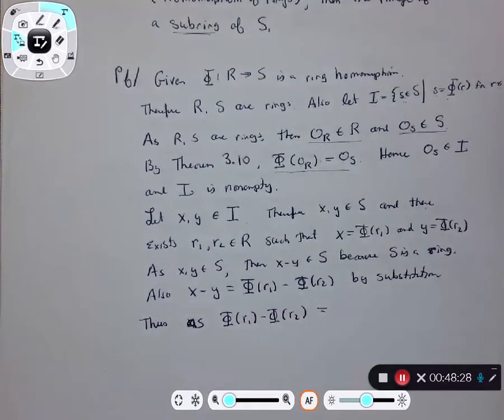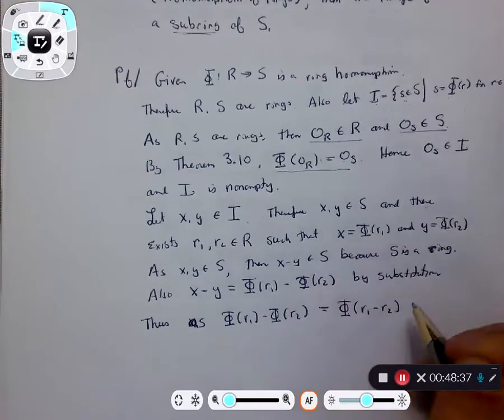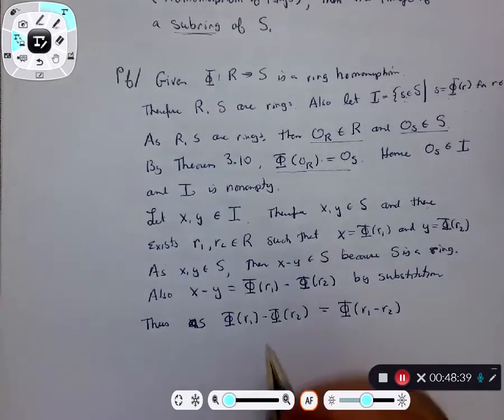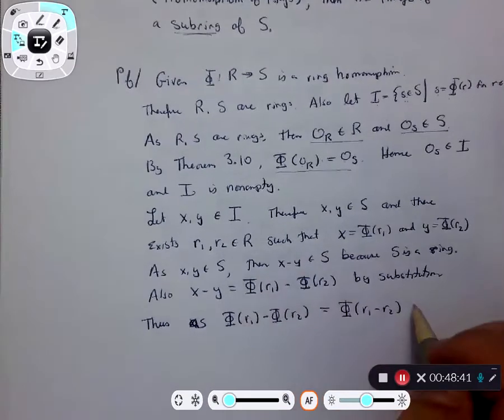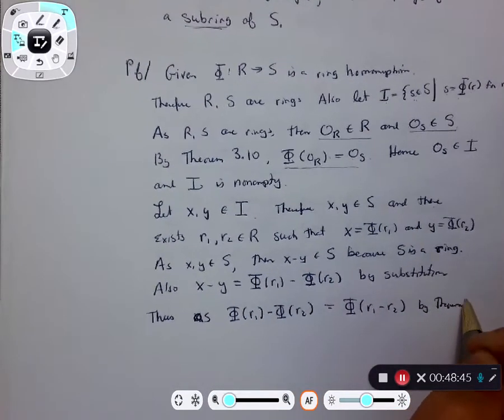Who's that guy going to be equal to? Phi of R1 minus phi of R2. Remember, phi is a homomorphism. So that's going to be equal to phi of R1 minus R2. Don't tell me by factoring. You didn't factor anything. This was actually a property that we discussed by Theorem 3.10.